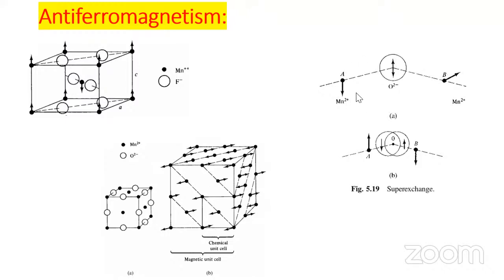Here what you can see, when I consider two Mn atoms which are far away from each other, each will have its magnetic moment independently, or the Mn atoms would be behaving independently. But when I try to decrease the distance between two Mn atoms through oxygen. So here, this is Mn, and this is oxygen.